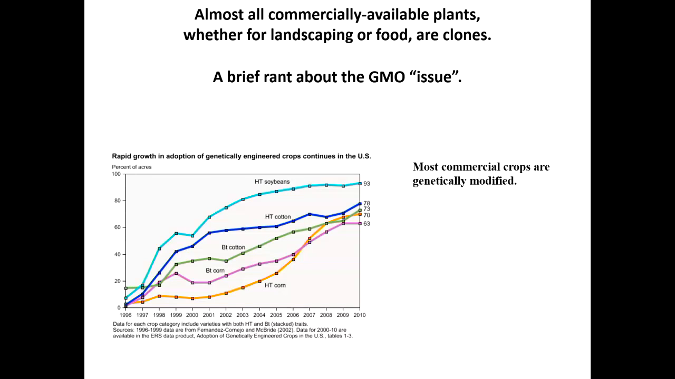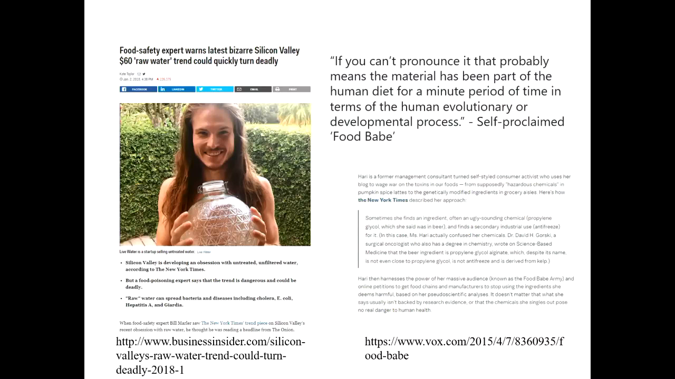So I encourage you guys to look into that, whether it's looking at genetically modified foods, or here are some more comical but scary examples. This is from last year, a food safety expert warning about the latest bizarre trend in Silicon Valley of $60 raw water, where people are actually going to, like, I don't know, ditches and grabbing untreated, unfiltered water and drinking it because they think it's better for you. Okay? People are actually doing this. This is nuts. You can get not just hurt, but you could die from something like this. And why does this happen? Because somebody gets online and says, hey, raw water is better for you, so let's do it.